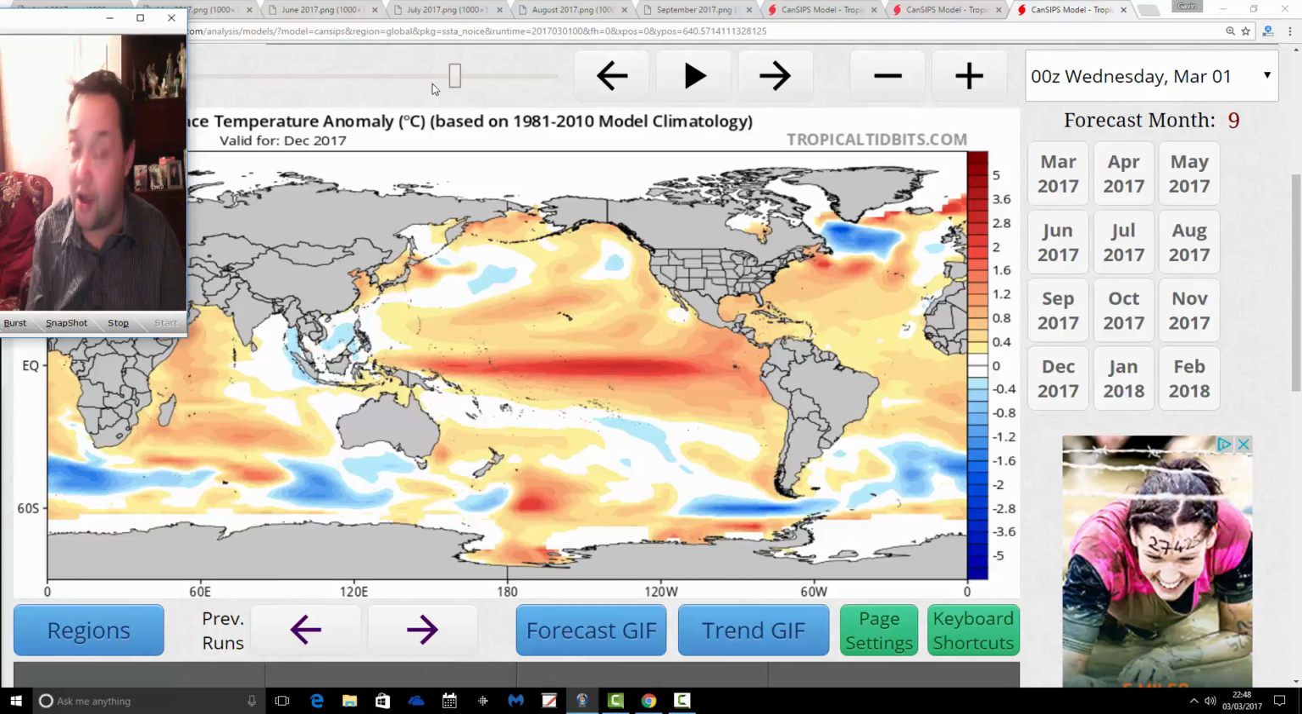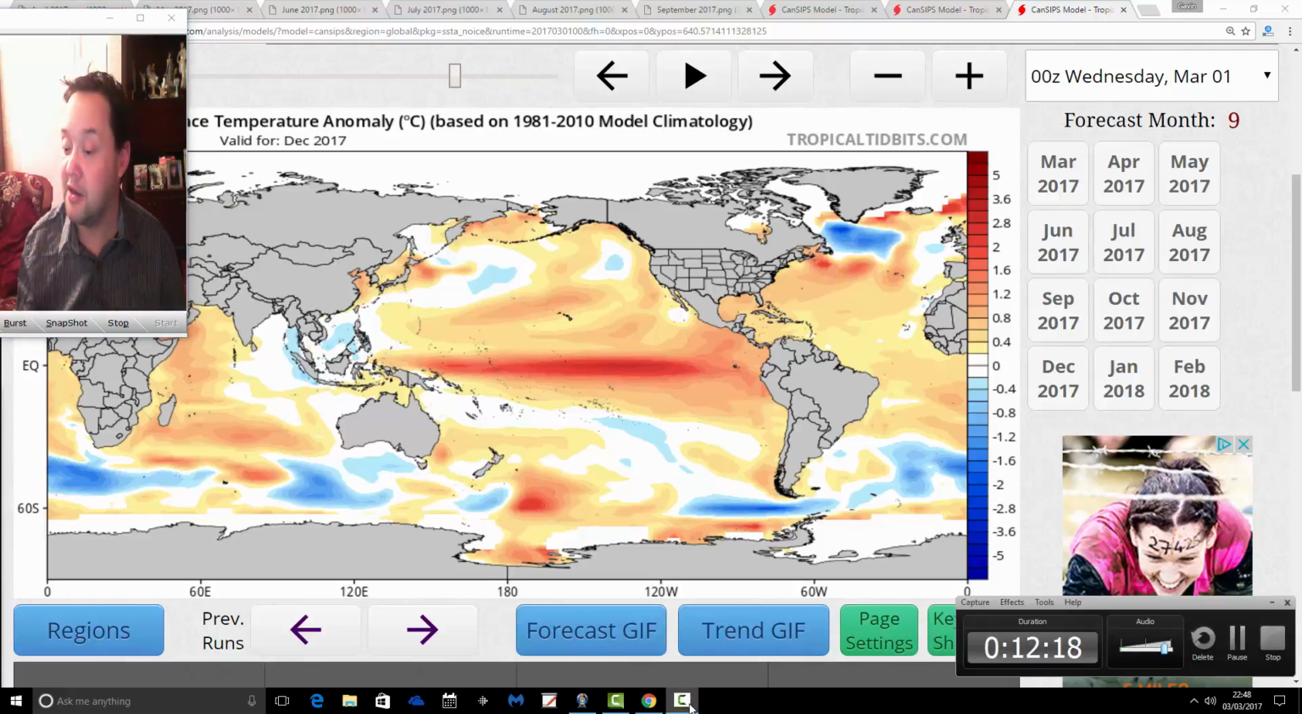It could be that El Nino is going to be off and running again, and really going to spike the Earth's temperatures yet again, and throw the weather system into chaos later on this year. We'll have to wait and see, but that's what the CANSIPS is doing for this month.